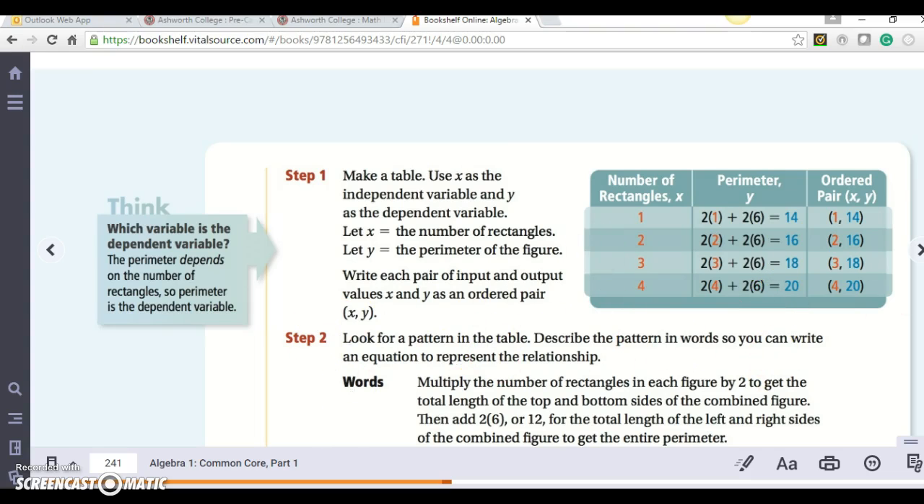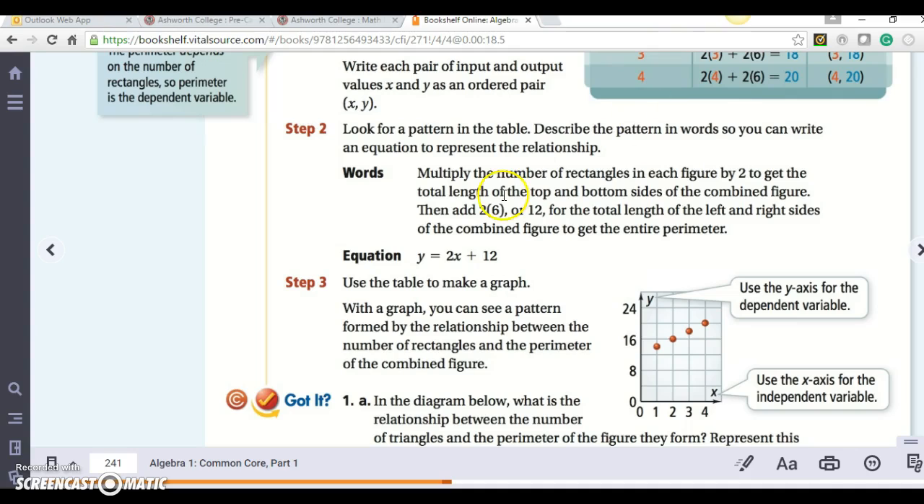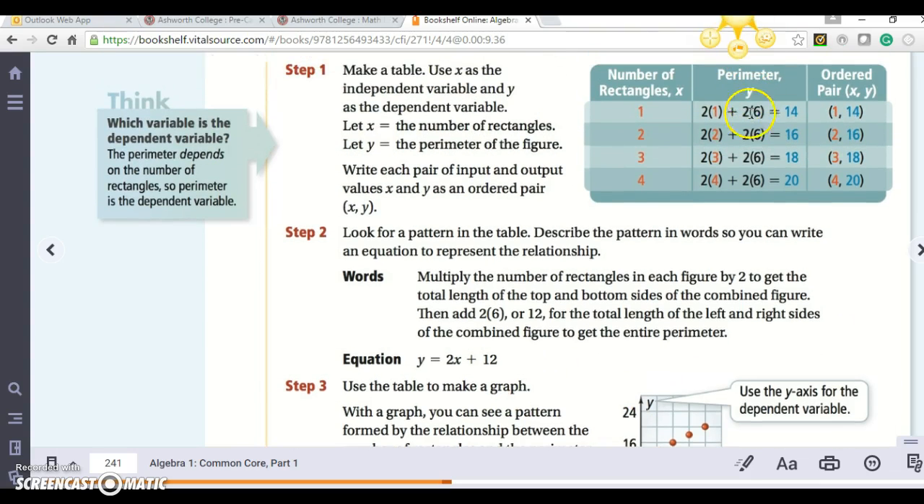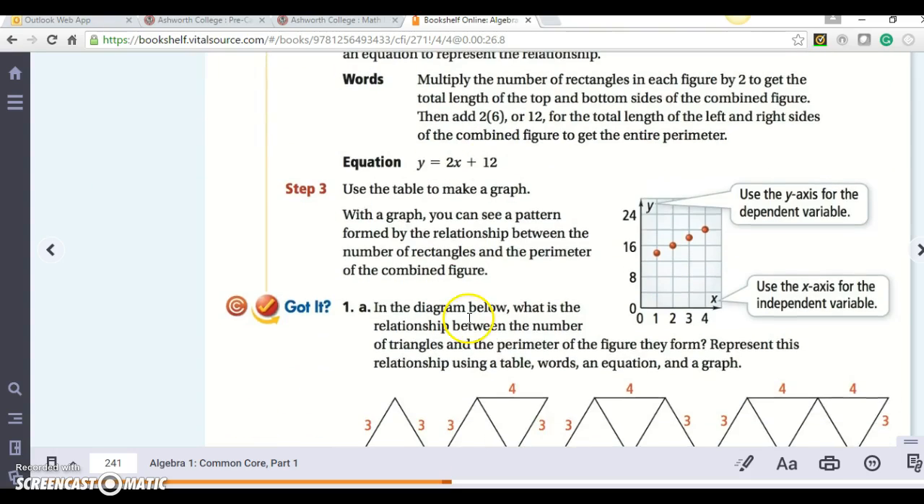So we're going to look for a pattern. This is the words that they use. It says multiply the number of rectangles in each figure by 2 to get the total length of the top and bottom sides of the combined figures. Then add 2 times 6 or 12 to the total length of the left and right sides of the combined figures to get the entire perimeter. So that makes sense. The equation is 2x plus 12. Each time we have this plus 12, and then we have 2, and then our x is that variable that changes. So that's our input variable. So 2x plus 12. Then we can graph it. We can just graph those points that were given.